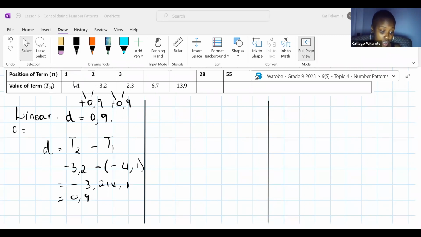Let's check. Negative 4,1 plus 0,9. Nope. Maybe you didn't type correctly or you didn't check your answer correctly. It's definitely negative 3,2.